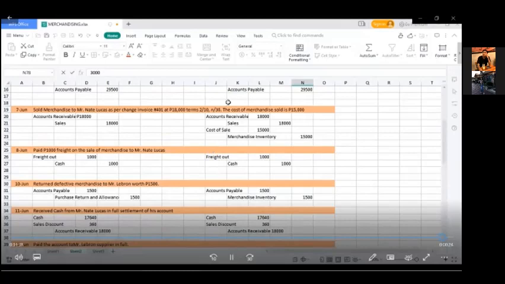So, ayun lang for today and sa next discussion, i-discuss yung chapter 8 which is the completing the cycle for a merchandising business.